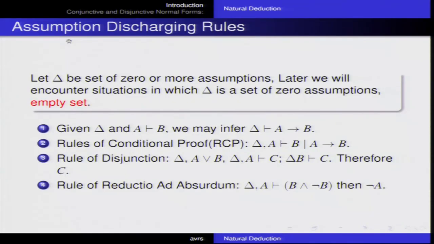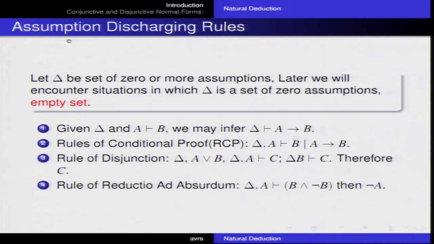Now the assumption discharging rules are like this. Given delta and A, suppose B is deduced from it. Then we can discharge the assumption A, and say that A implies B is deduced from delta. This is the conditional proof.